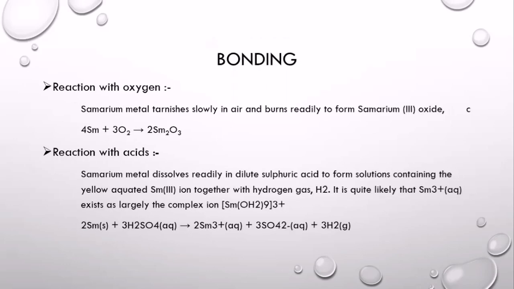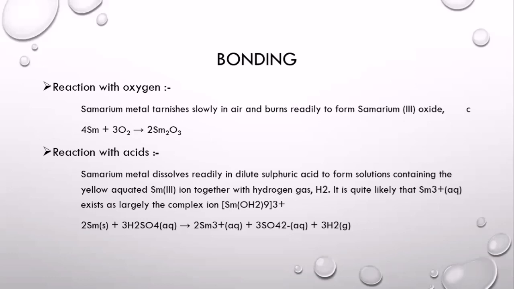Reaction of samarium with oxygen. Samarium metal tarnishes slowly in air and bonds readily to form samarium(III) oxide. The most stable samarium oxide is samarium(III) oxide, Sm2O3, which is not achieved by direct heating but with induction heating. Samarium is one of the few lanthanide elements that can form a monoxide, SmO. Samarium monoxide has a cubic rock-salt structure which shows golden yellow luster.